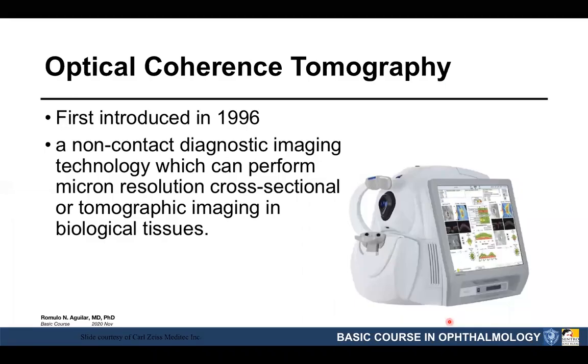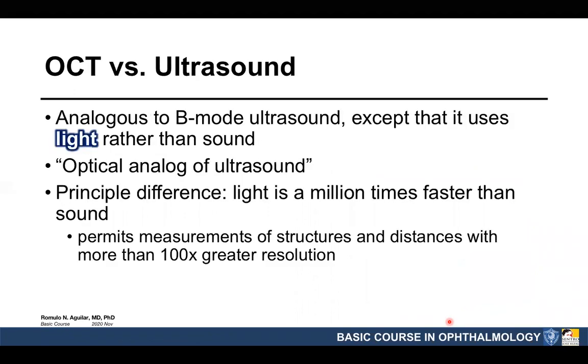OCT was first introduced in 1996. It is a non-contact diagnostic imaging technology that can slice the retina into very thin slices or cross-sectional images, which we call tomographic scans. It is analogous to your B-mode ultrasound, except that it uses light rather than sound. So some would refer to OCT as the optical analog of ultrasound.